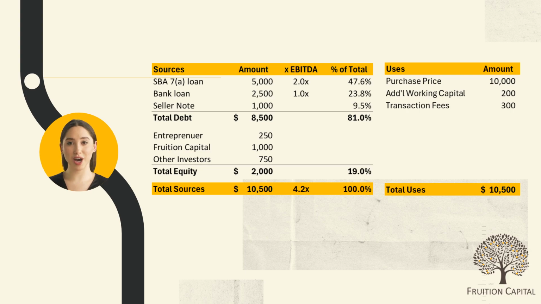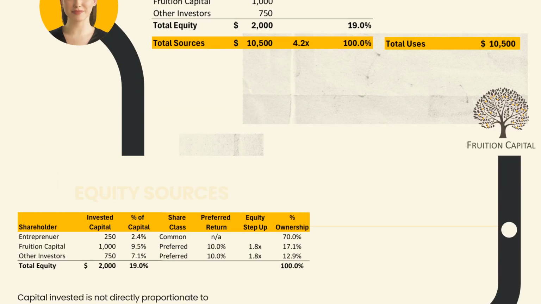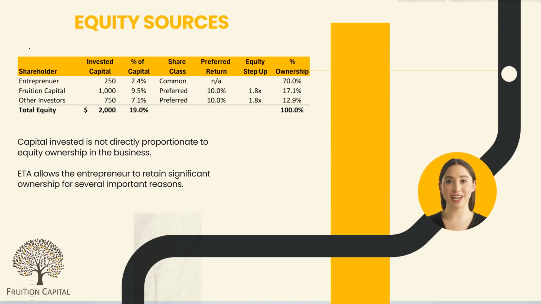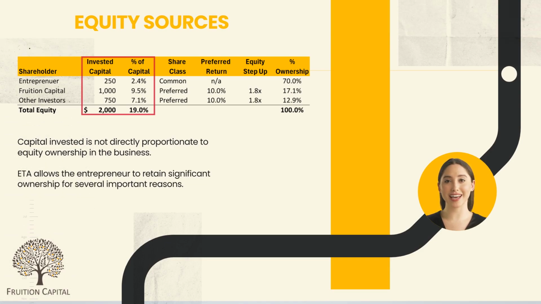The buyer could opt to provide all of this money independently and retain 100% ownership of the business, or go to outside investors to contribute capital in exchange for a piece of the business. A key point to understand in SMB transactions is that the amount of capital invested is not directly proportionate to the percentage ownership assigned. This is for several important reasons we will discuss.